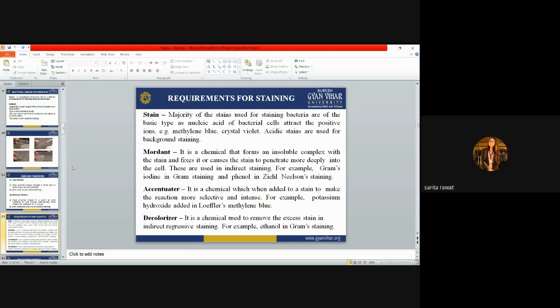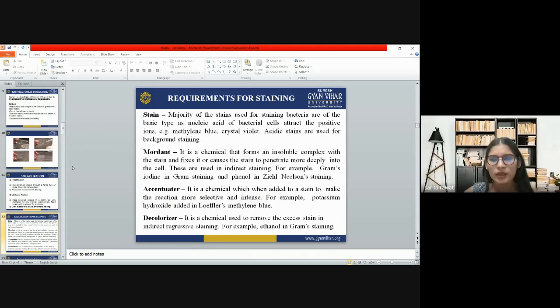Then we need accentuators. An accentuator is a chemical which, when added to a stain, makes the reactions more selective and intense. For example, potassium hydroxide added to Loeffler's methylene blue. So the accentuator is also important. Then we have a decolorizer. A decolorizer is a chemical used to remove the excess stain in indirect regressive staining, for example, ethanol in Gram staining.